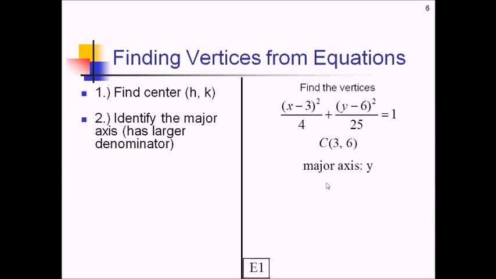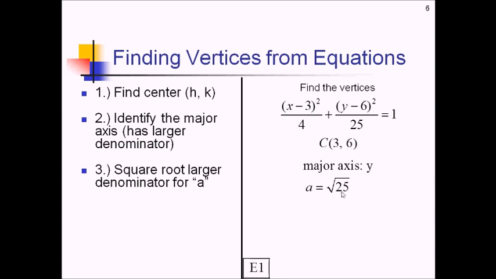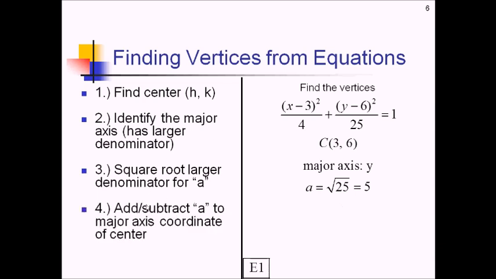So we need to figure out the exact distance that they are from the center. To do this, we're going to square root that larger denominator to get the a value. Normally the larger denominator is a squared, so again, square rooting that gives us a. So that gives us an a value then of 5. So whatever a is, you just have to add and subtract that to the major axis coordinate of the center. The major axis coordinate in this case is y, so we need to do plus or minus 5 to the y value of the center.